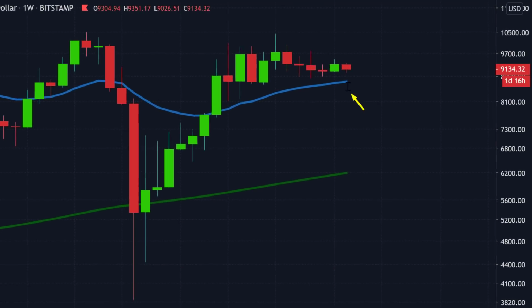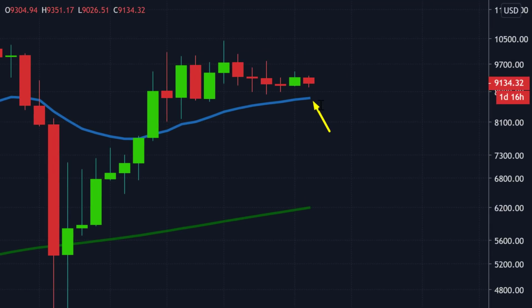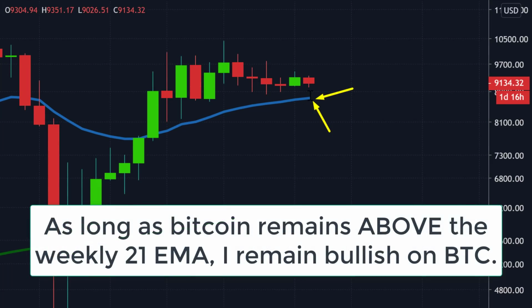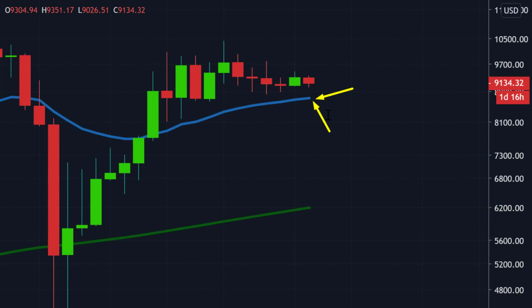So what does this mean? It means that as long as Bitcoin remains above the blue line, above the weekly 21, which is about 8,700 on Bitcoin right now, as long as we remain above that, I still maintain a bullish perspective.